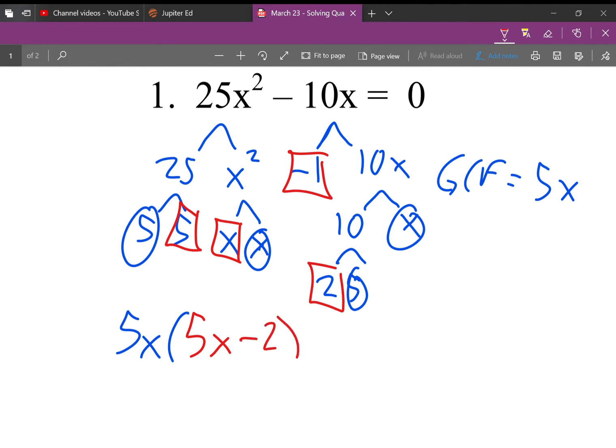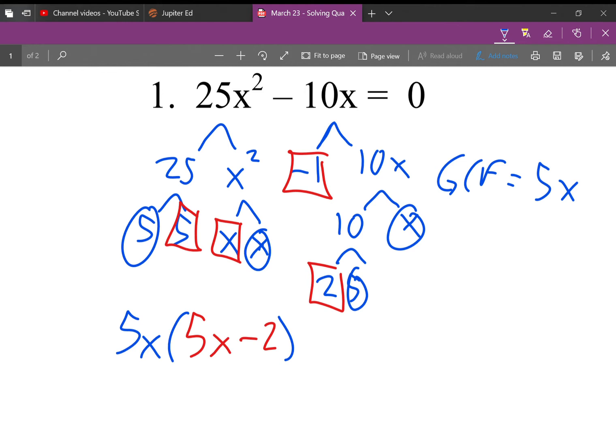And we can always quickly check in our brain, does that make sense? Remember, factoring is the opposite of the distributive property, so if I were to distribute, would I get back where I started? Let's check. 5 times 5x is 25x, and x times x is x squared, so that works. 5 times negative 2 is negative 10, and there's one x, so that works as well.